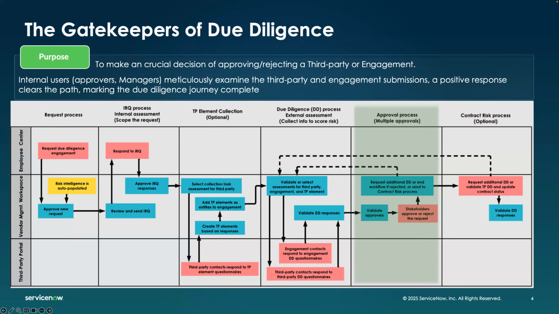The approval of the third party or the engagement takes place when you have completed your IRQ and your external assessments by sending and receiving the responses from your third party contacts, upon which the process begins where the approver or the manager can approve or reject the third party or the engagement assessments and move to complete the due diligence process.